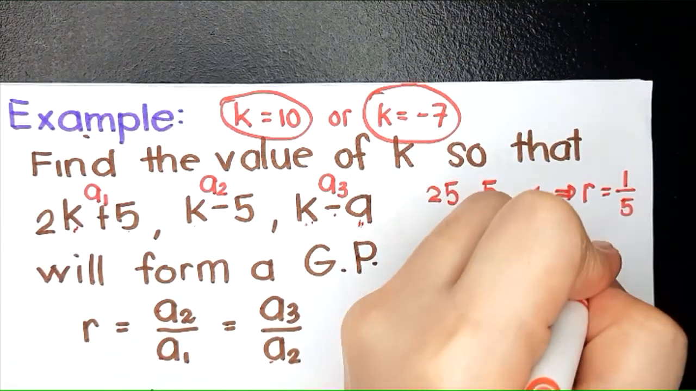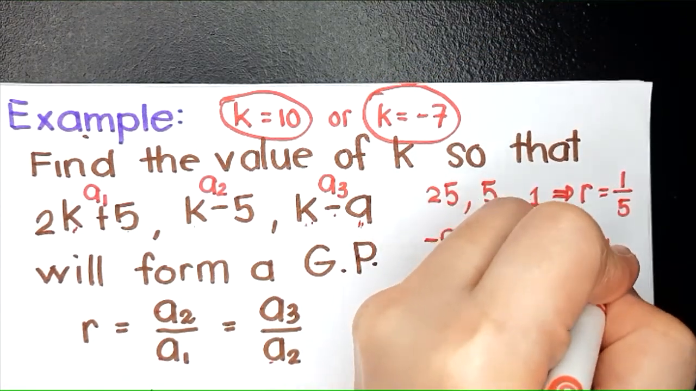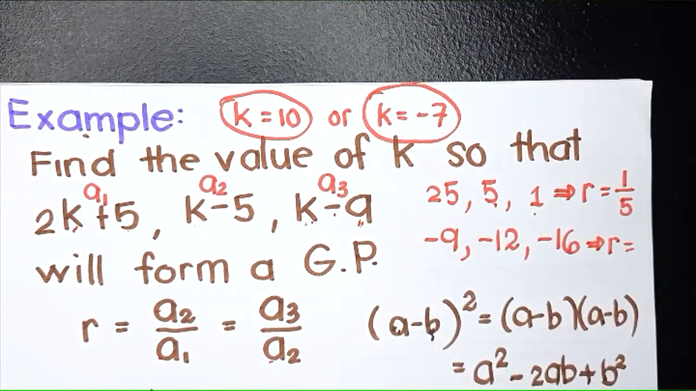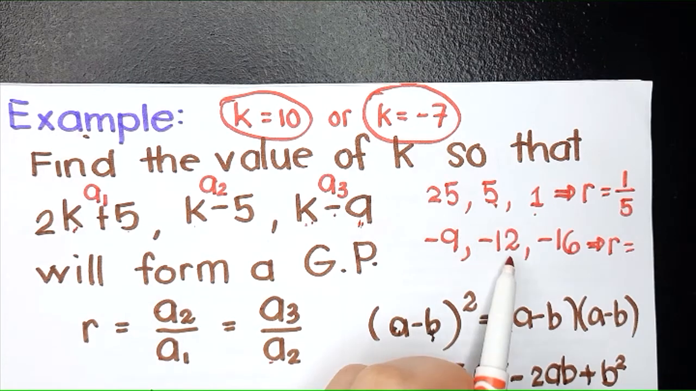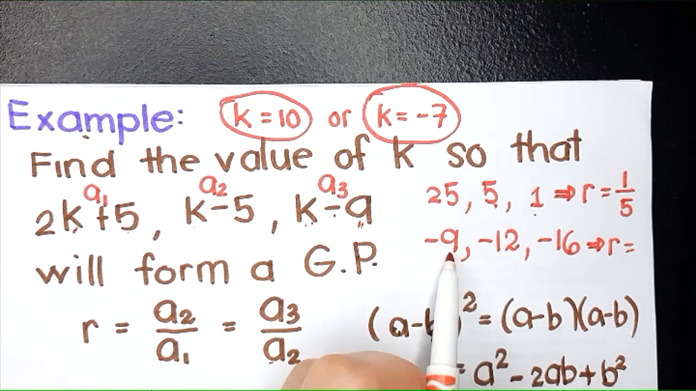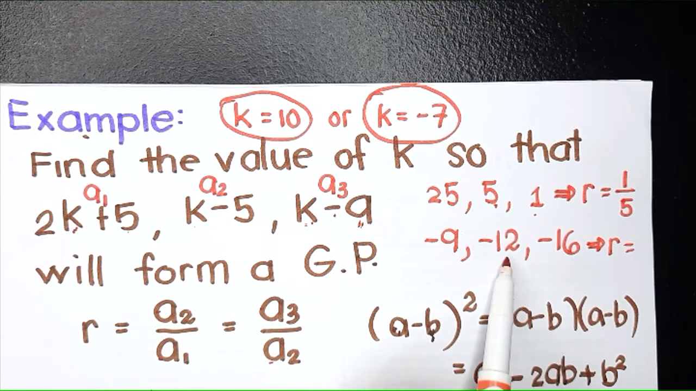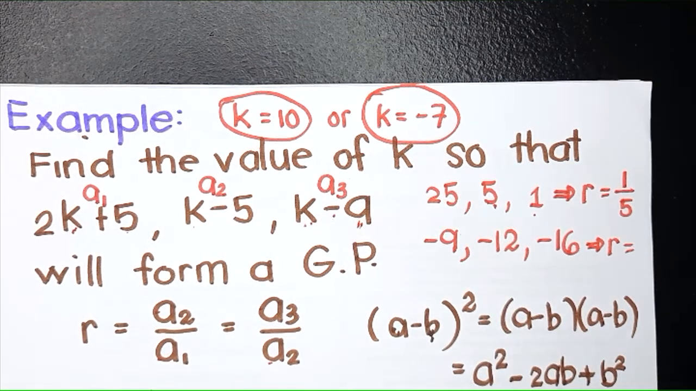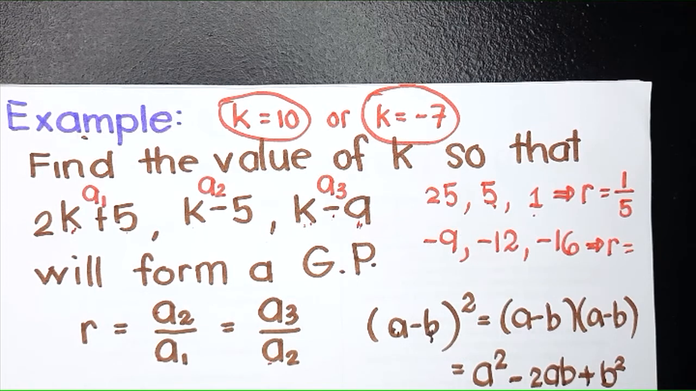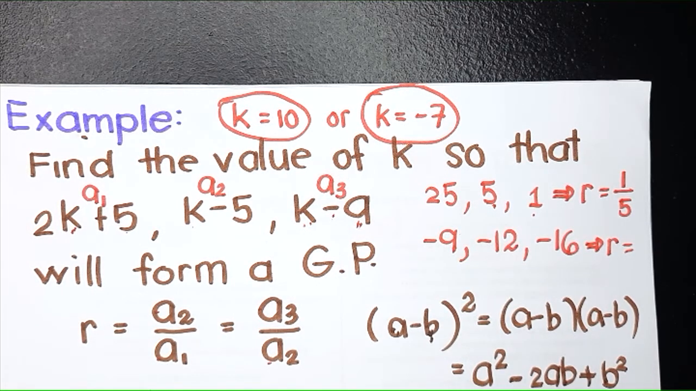Right? What about the second sequence of numbers? What is R? Same. You do negative 12 divided by negative 9, or negative 16 divided by negative 12. Go ahead, what do you get? You'll get? What do you get?